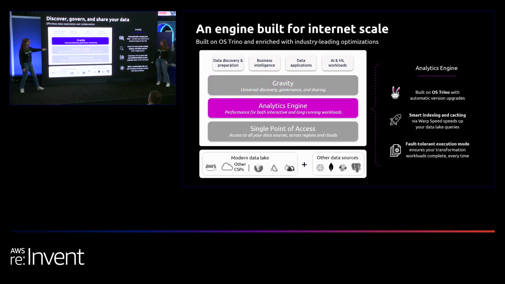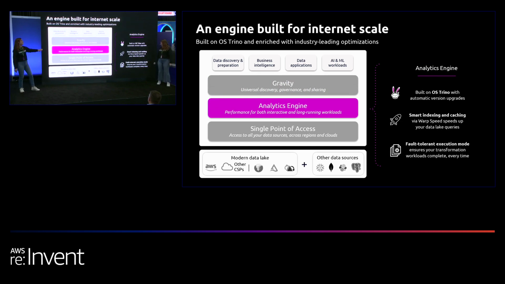So the last part of the engine is that a lot of teams today are alternating between Trino and Spark for their batch and their interactive SQL workloads. But that is a lot of cognitive load on the team.